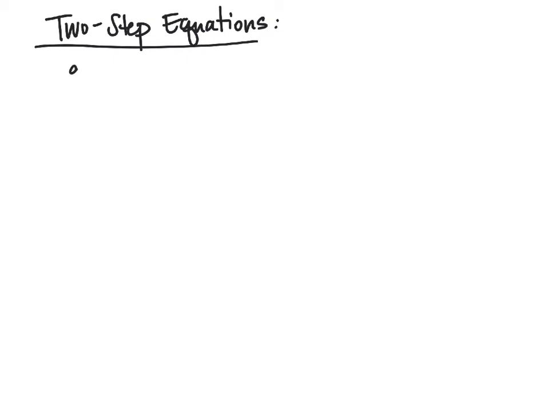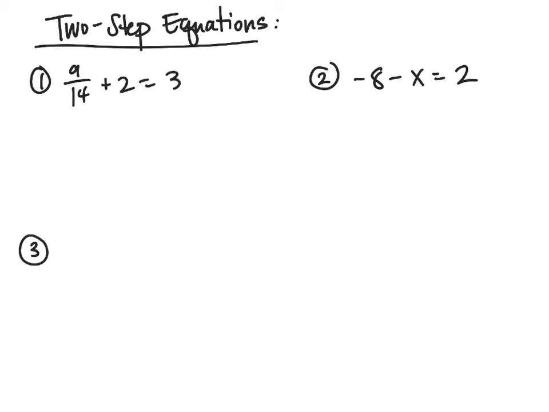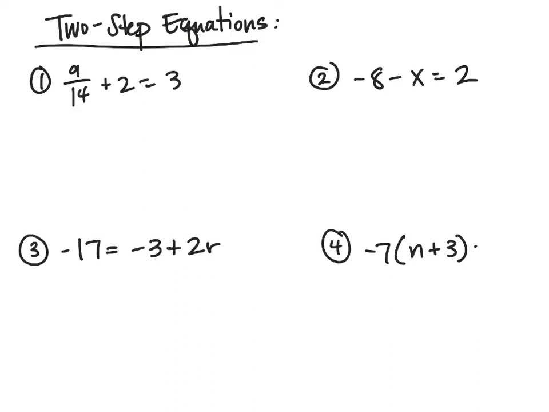We're going to do a over 14 plus 2 equals 3. We're going to do negative 8 minus x equals 2. And then negative 17 equals negative 3 plus 2r. And then we're going to do negative 7 parentheses n plus 3 equals 112. Okay, so pause that, get those written down, and then come back and watch me work them.